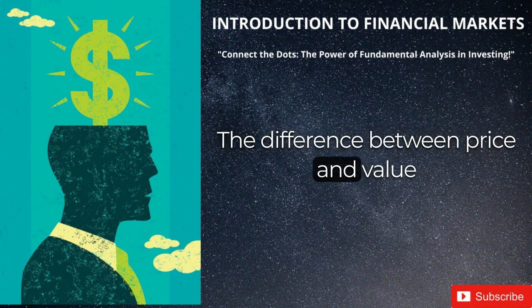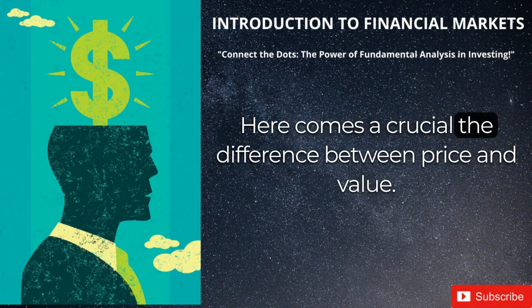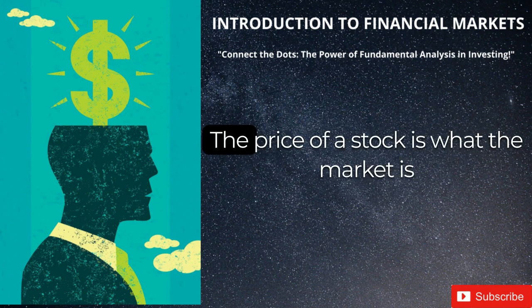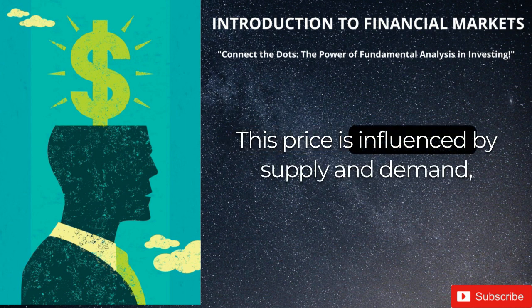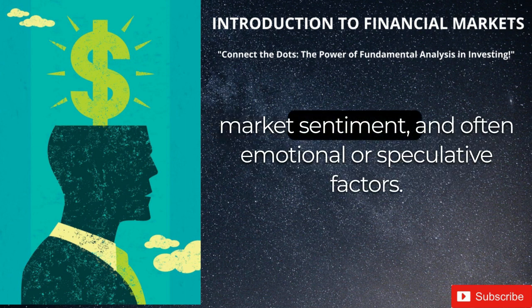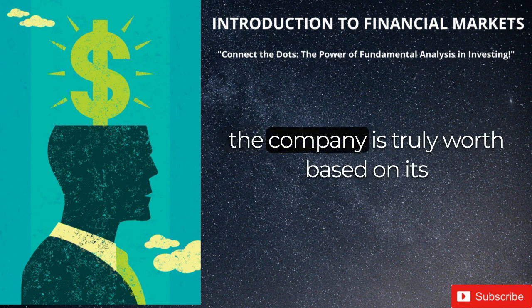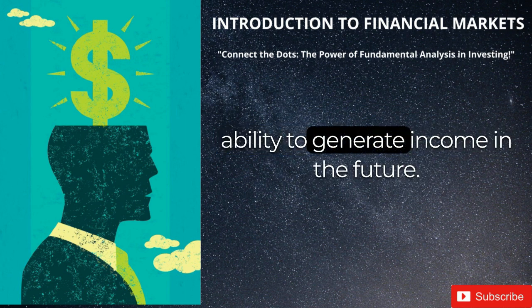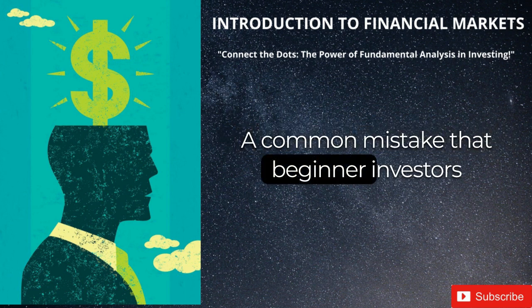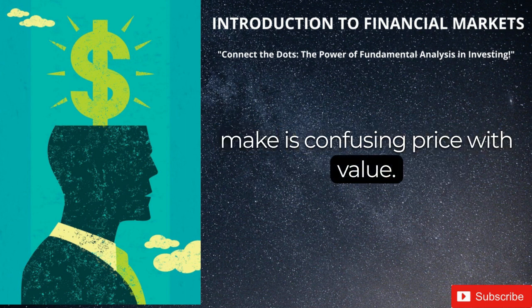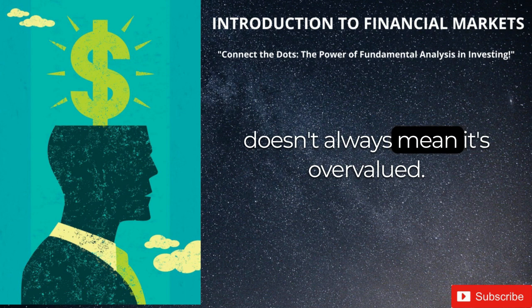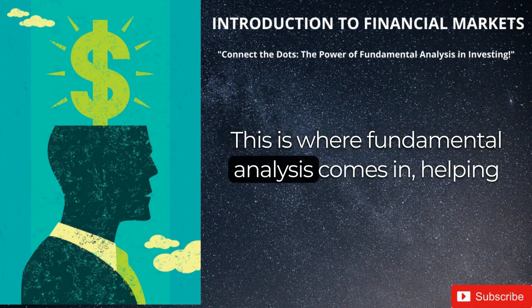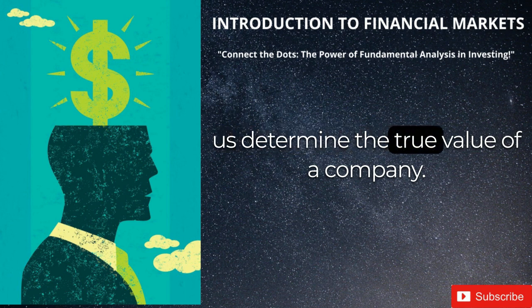The difference between price and value. Here comes a crucial concept: the difference between price and value. The price of a stock is what the market is willing to pay for it at any given time. This price is influenced by supply and demand, market sentiment, and often emotional or speculative factors. But value, on the other hand, is what the company is truly worth based on its ability to generate income in the future. A common mistake that beginner investors make is confusing price with value. Just because a stock is cheap doesn't mean it's undervalued, and if it's expensive, it doesn't always mean it's overvalued. This is where fundamental analysis comes in, helping us determine the true value of a company.